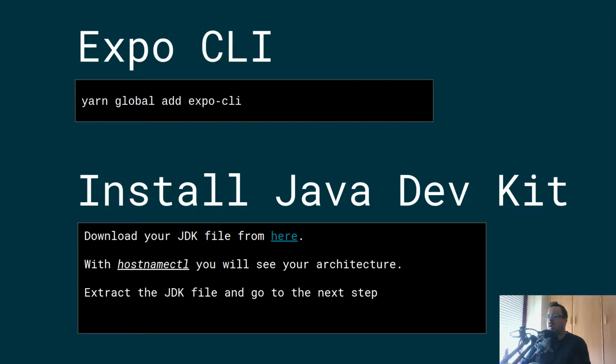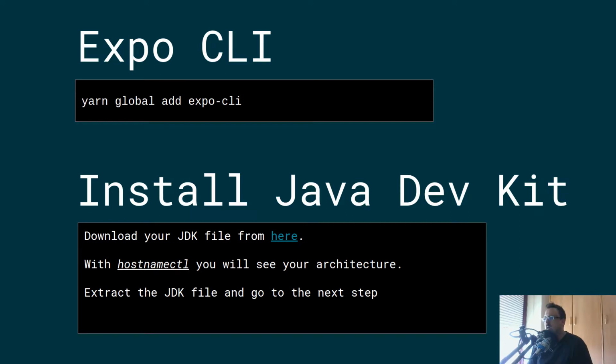You will be needing it for the next part, for the Android Developer Studio experience. You will need the Java Development Kit, and for a lot of things in Ubuntu, you will be needing it. So you have a link to the page on Oracle where you can download the version of the JDK you need. If you want to know if your architecture is x86, 64, or 32, you just use the hostnamectl command, and you will see that. So it will be easier for you to develop, and you just extract the JDK and go to the next step.